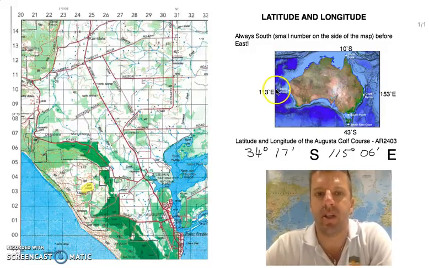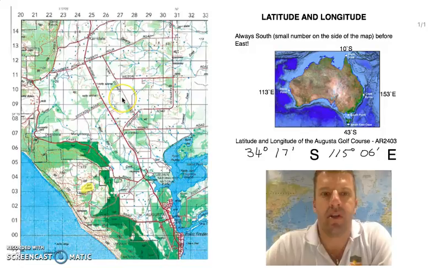So let's have a look at the topographic map. This is the reverse to grid reference and area reference. So latitude is on the right and left hand side, so we're going to go to the side first.